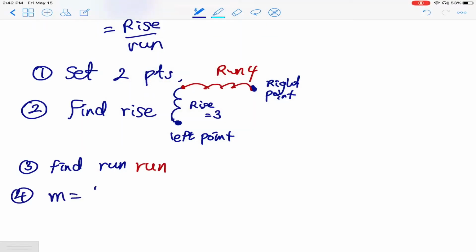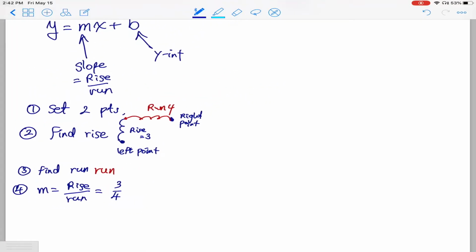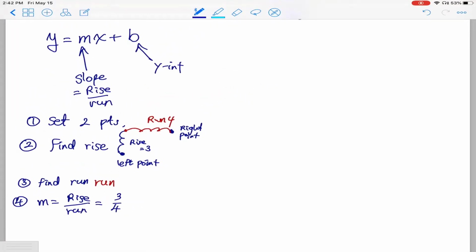Then the last step is very simple and easy. Since your slope is rise over run, in this case, it will be 3 over 4, right? So if you start from the left point and always move towards the right, you just need to worry about whether you're going up or down. You don't have to worry about whether you're going to the left or right. And you find the y-intercept, and then that's it.